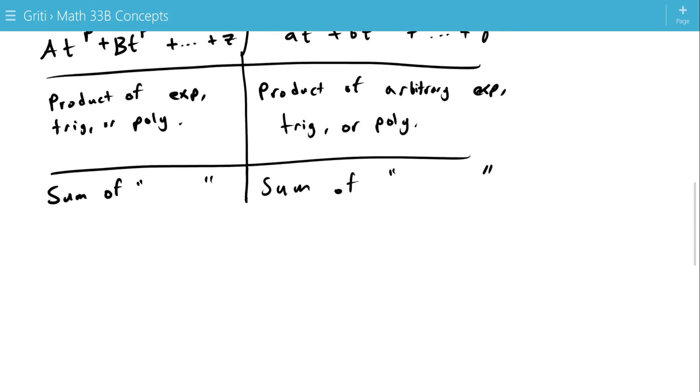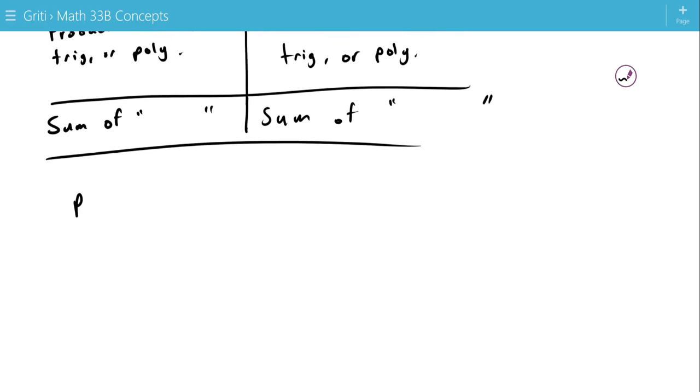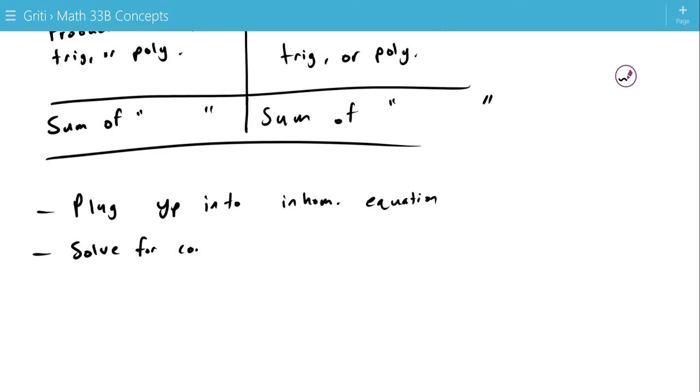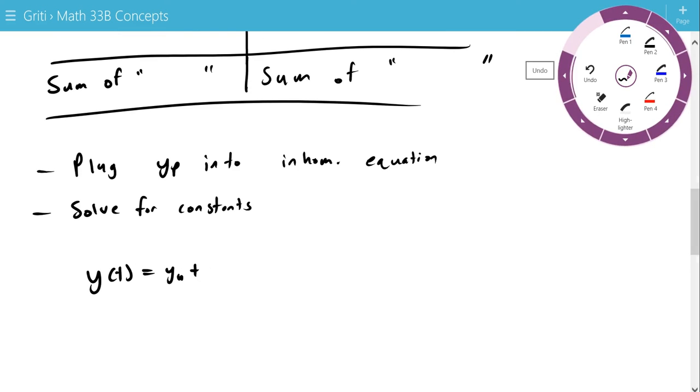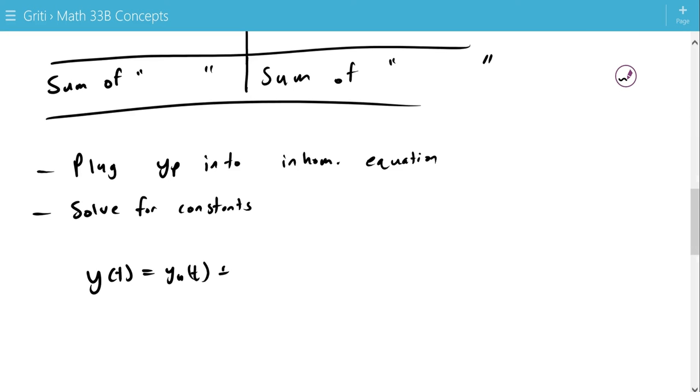Next thing you do is plug yp into the inhomogeneous equation, and then solve for constants. That's it. Then you have your solution, y of t equals yh plus yp.